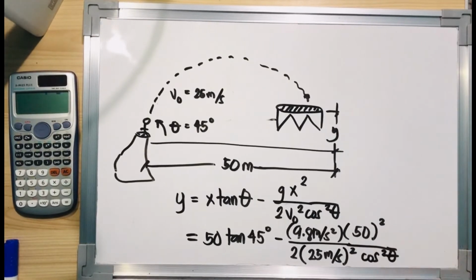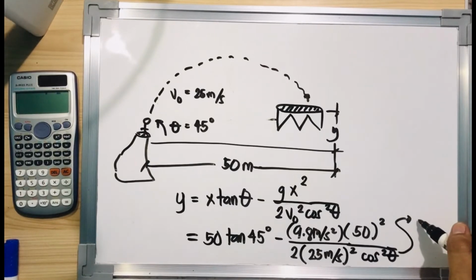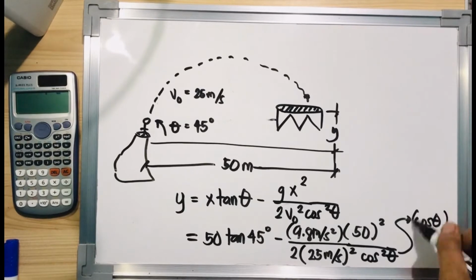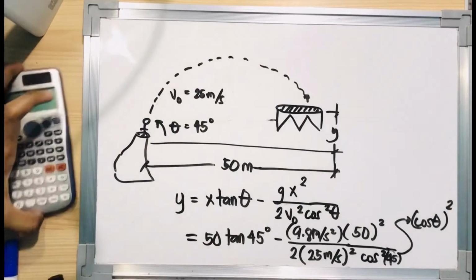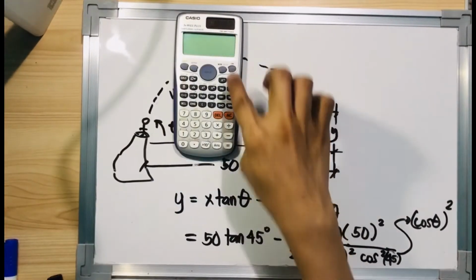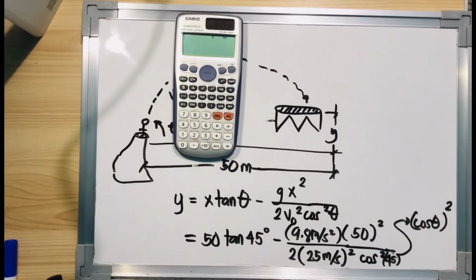Ano nga ba yung cosine squared theta? Cosine squared theta is just doing the square kung gagamitin nyo sa calculator. Cosine theta, tapos i-square nyo na lang. So, this would be 45 degrees. Okay? So, let's try using our calculator to solve the problem. Nakasulat na din naman yung mga given.